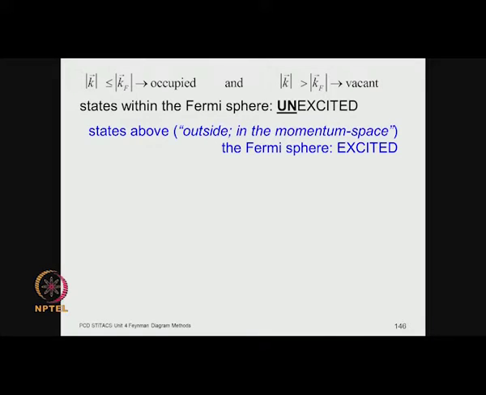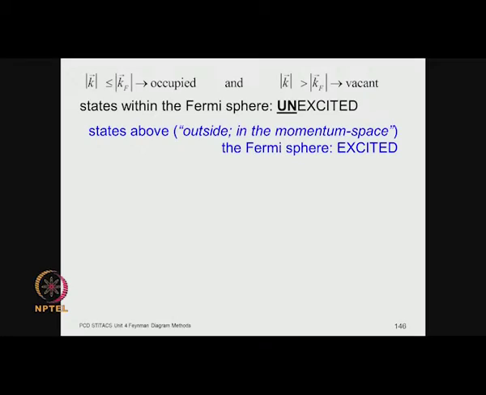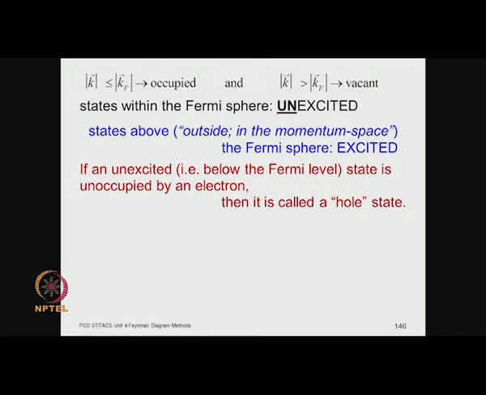Then there are states above the Fermi level. Now, above actually means outside, because the Fermi level has 3 dimensions and there is nothing like above and below, there are all sides, although this is in the reciprocal momentum space. So, these are outside the Fermi sphere, and these are the excited states. We classify the states as unoccupied and occupied, by which we mean normally unoccupied and normally occupied. So, that is our reference point.